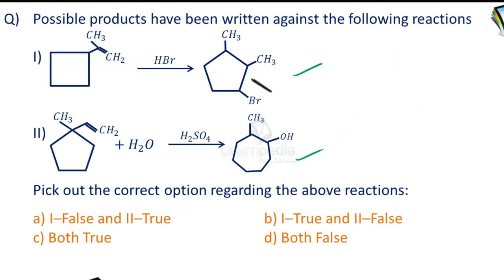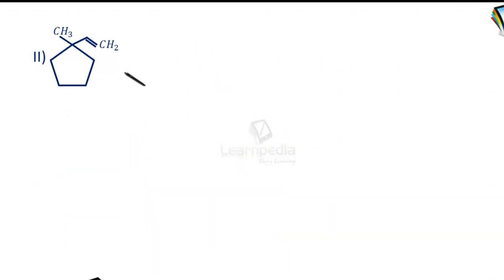No, a different product is given. So definitely we can say that this reaction is wrong. Let's check out the second one. So again, the electrophile first attacks the double bonded carbon in order to form a carbocation.